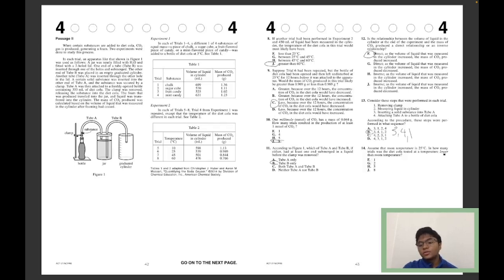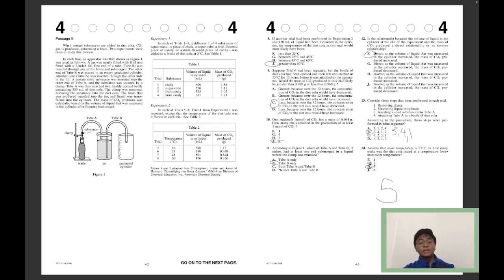Assume that the room temperature is 25 Celsius. In how many trials was the Diet Cola tested at a temperature lower than room temperature? Well, here, these are all at 3 degrees Celsius. That means all 4 of these are lower than room temperature. And then here, trial 5 was lower than room temperature. So the answer should be 5, because it's 4 plus 1.